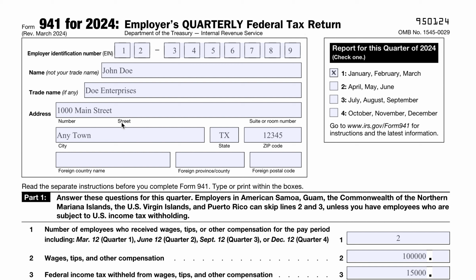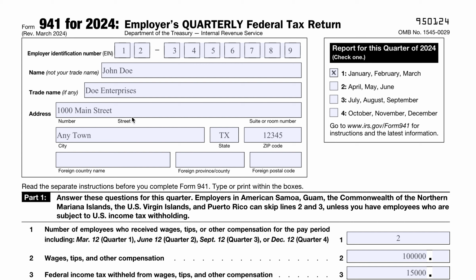So in the name field, you'll enter the name. In this case, this is John Doe. He has a company called Doe Enterprises. The form instructions actually specify if you're a sole proprietor completing this form, then you would put your name as it appears on your EIN application or on your tax return itself, and then your trade name, your company's name, your DBA, whatever it is. If you have a separate name for your entity, then you would put that here.